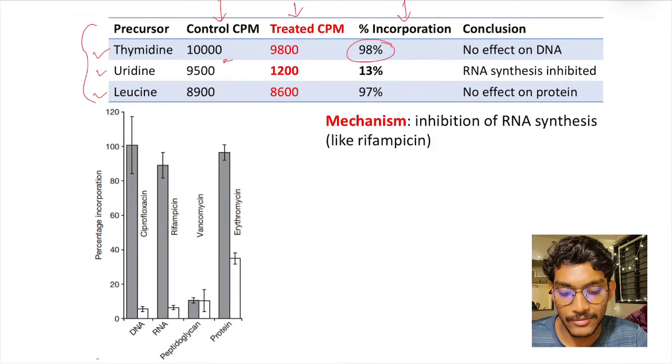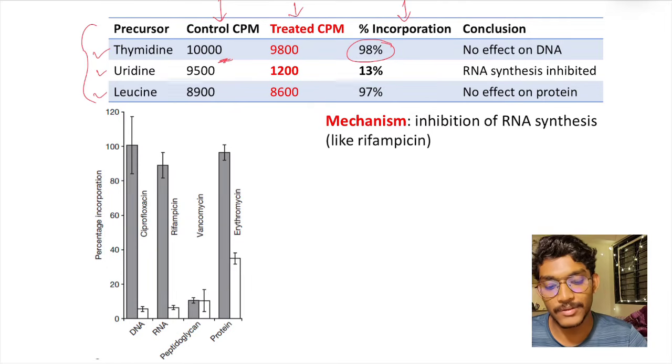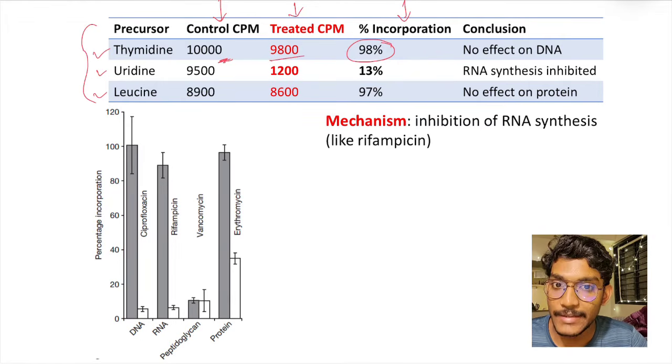Now in the case of radio-labeled thymidine, you can see 98% incorporation. So if the incorporation is 10,000 cpm, cpm is counts per minute, which is a unit of radioactivity, 10,000 counts per minute in the control group, in the treated group the incorporation is 9,800, that is 98%.